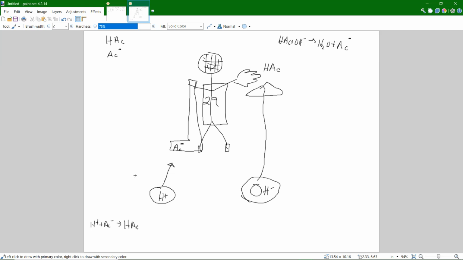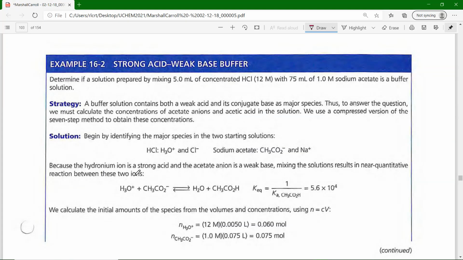Okay, so I like that. Now let's go to example 16.2, where we got a strong acid, weak base buffer. Can we create that? Is it possible if we mix 5 mL of concentrated hydrochloric acid with 75 mL of 1 molar sodium acetate? Is that going to be a buffer or not? Looking at it right off the top of my head, I would say no, because I don't see acetic acid, I see HCl. But then I got to think a bit more about this, about the preparation.